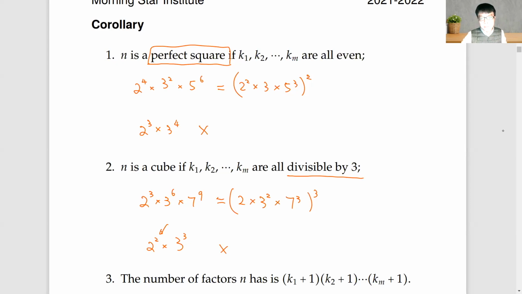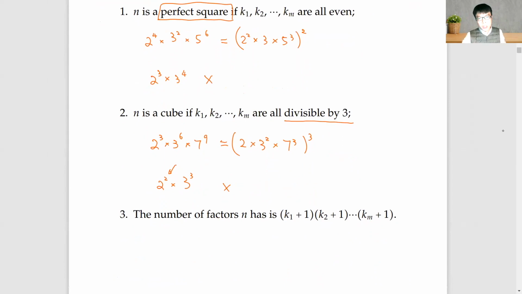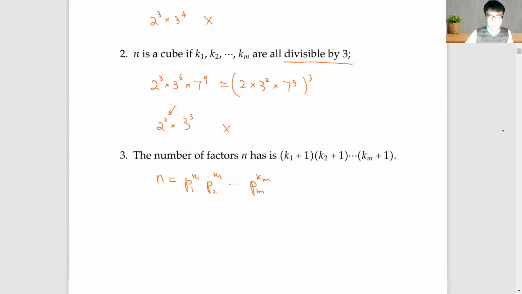Another very important fact is the number of factors. Given a number n, how can we find the total number of factors? Here's the formula. It equals (k1 plus 1) times (k2 plus 1) up to (kn plus 1). The reason is that for a number n, I just repeat this factorization. This is the prime factorization for number n.